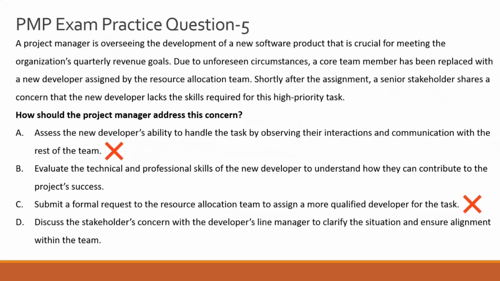Now, let's look at option D, which is to discuss the stakeholders' concern with the developer's line manager to clarify the situation and ensure alignment within the team. Okay. Now think about it. If you are the line manager and the project manager is coming to you and, let's say, complaining about your developer, what would be your first reaction about the project manager?